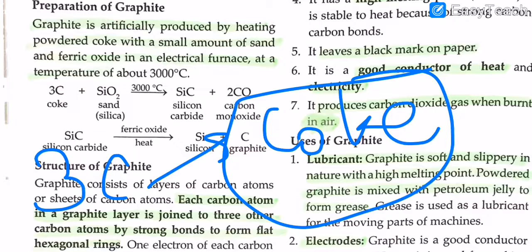So what happens is, I'll explain it well. Graphite is artificially produced. Make this a term for you to underline and to make sure you don't get it wrong. It is artificially produced. Why? Because we are heating it at 3000 degrees Celsius. No one else is heating it. The volcano is not heating it. We are heating it. That's why it is artificially produced by heating powdered coke with a small amount of sand and ferric oxide. Why do we say ferric oxide? Tell me.